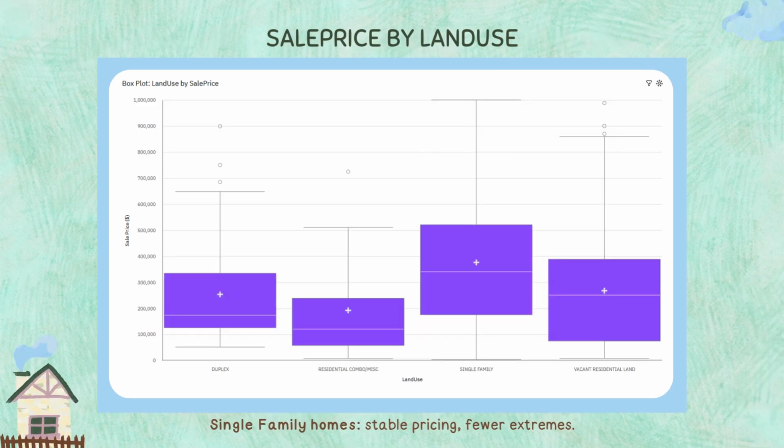This box plot shows price distributions by land use. I wanted to show spread and outliers, so I felt a box plot was the right choice to create here. Single family homes are stable, with tight ranges and fewer outliers. However, duplexes and vacant land are way more volatile. That information could be very useful for both investors and policymakers.